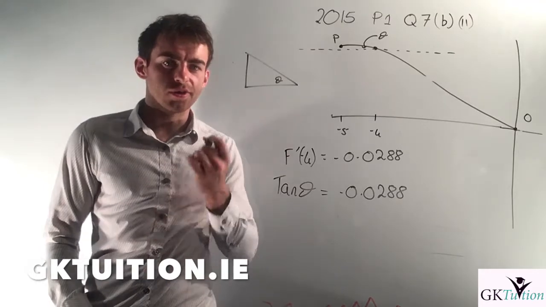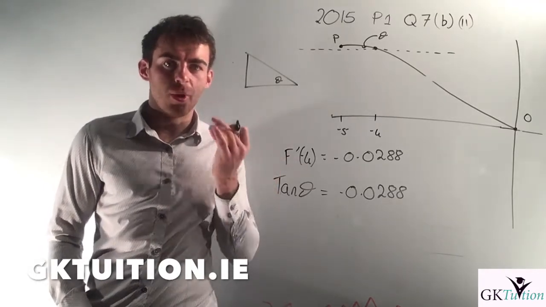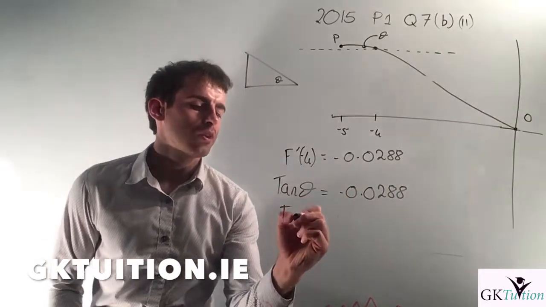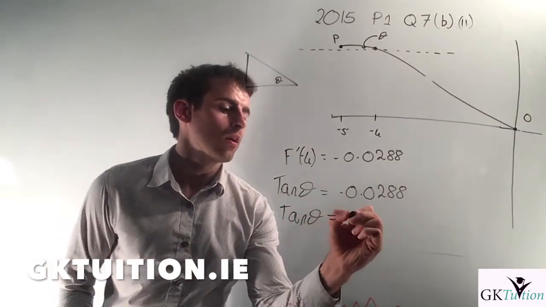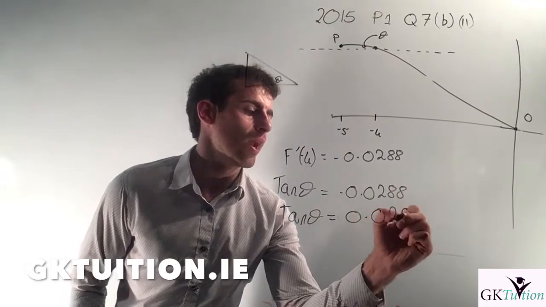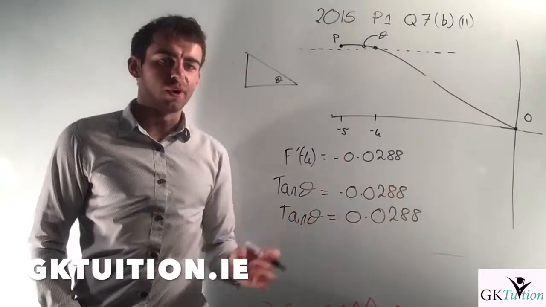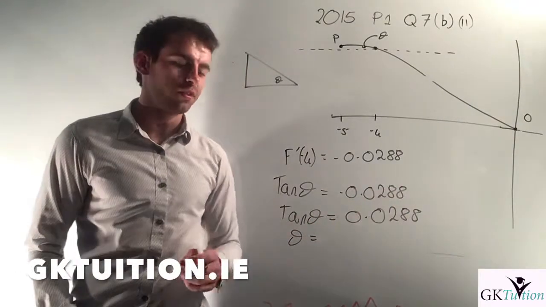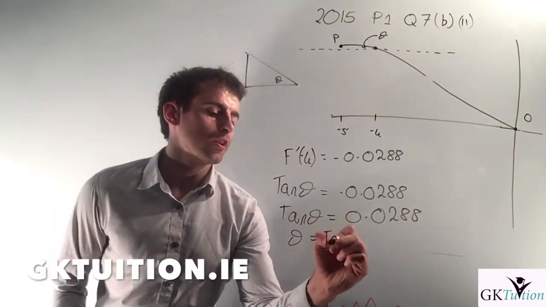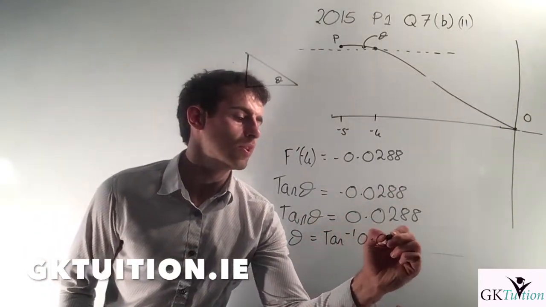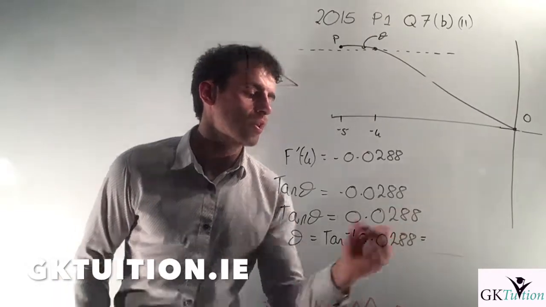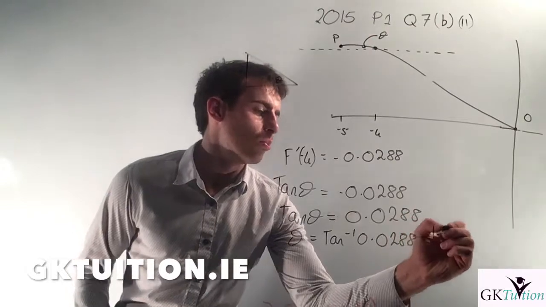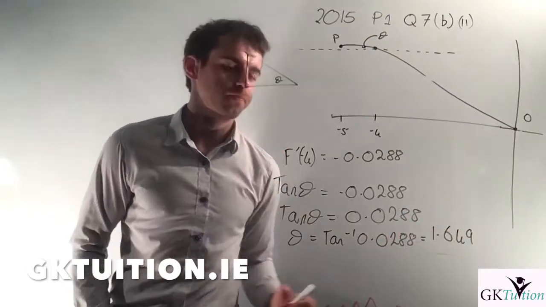And in the first quadrant, sine, cos, and tan are all positive, which means that I want to take the positive value here. So I want to get the tan of theta when it's equal to 0.0288. So the easiest way to work this out is to just get tan inverse of 0.0288. Again, make sure your calculator is in degrees for this one. The answer here works out as 1.649.